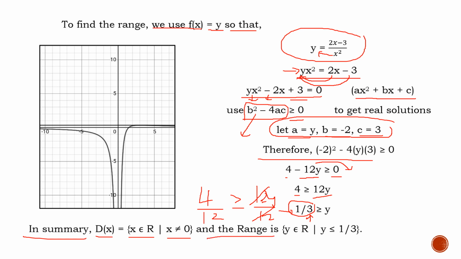And the range is y is an element of all real numbers wherein your y is less than or equal to 1/3. So we just simply put a limit based on the values that we got from the quadratic formula that we used, or from the discriminant part of the quadratic formula. That's why y is less than or equal to 1/3.